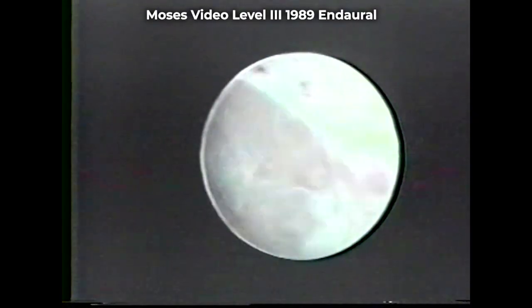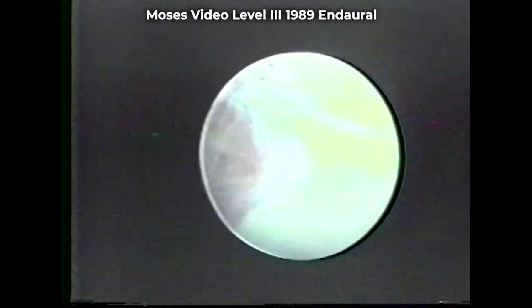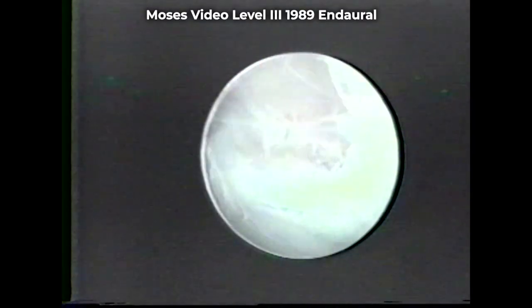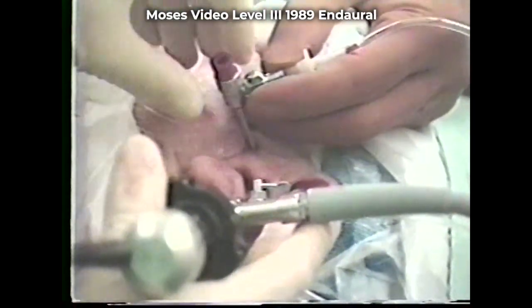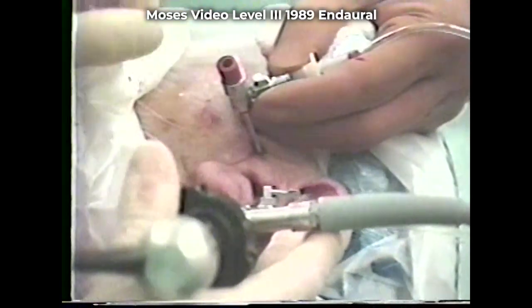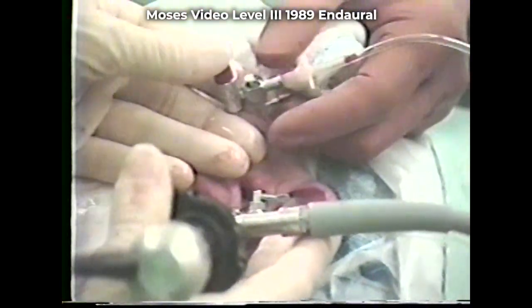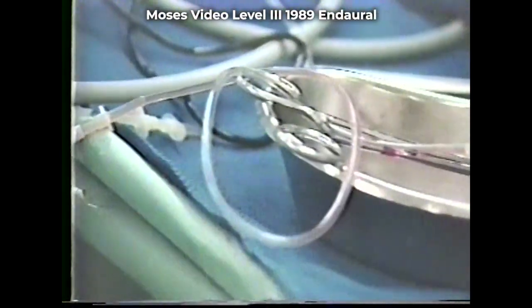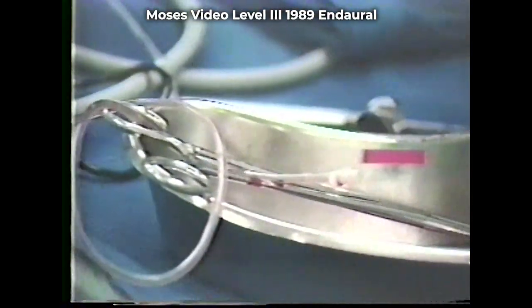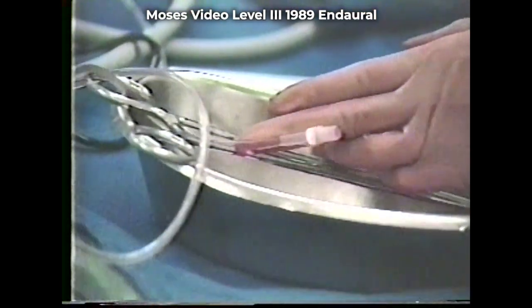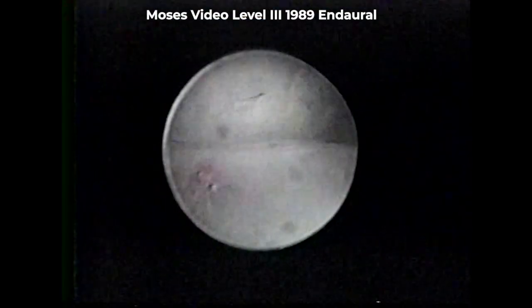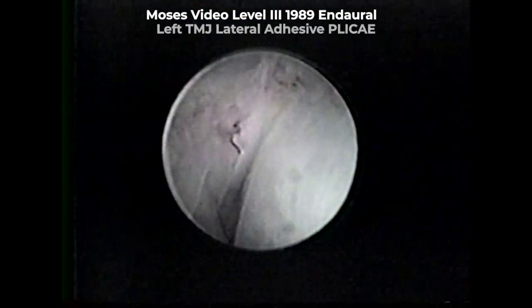With a 30-degree scope introduced into the endaural portal, a rubber cap is inserted in the infralateral cannula to act as a seal around instruments. The infralateral cannula is closed with the thumb, and outflow through the infralateral cannula is confirmed. It is important to confirm the through-and-through lavage every time you change portals to prevent extravasation of fluid.